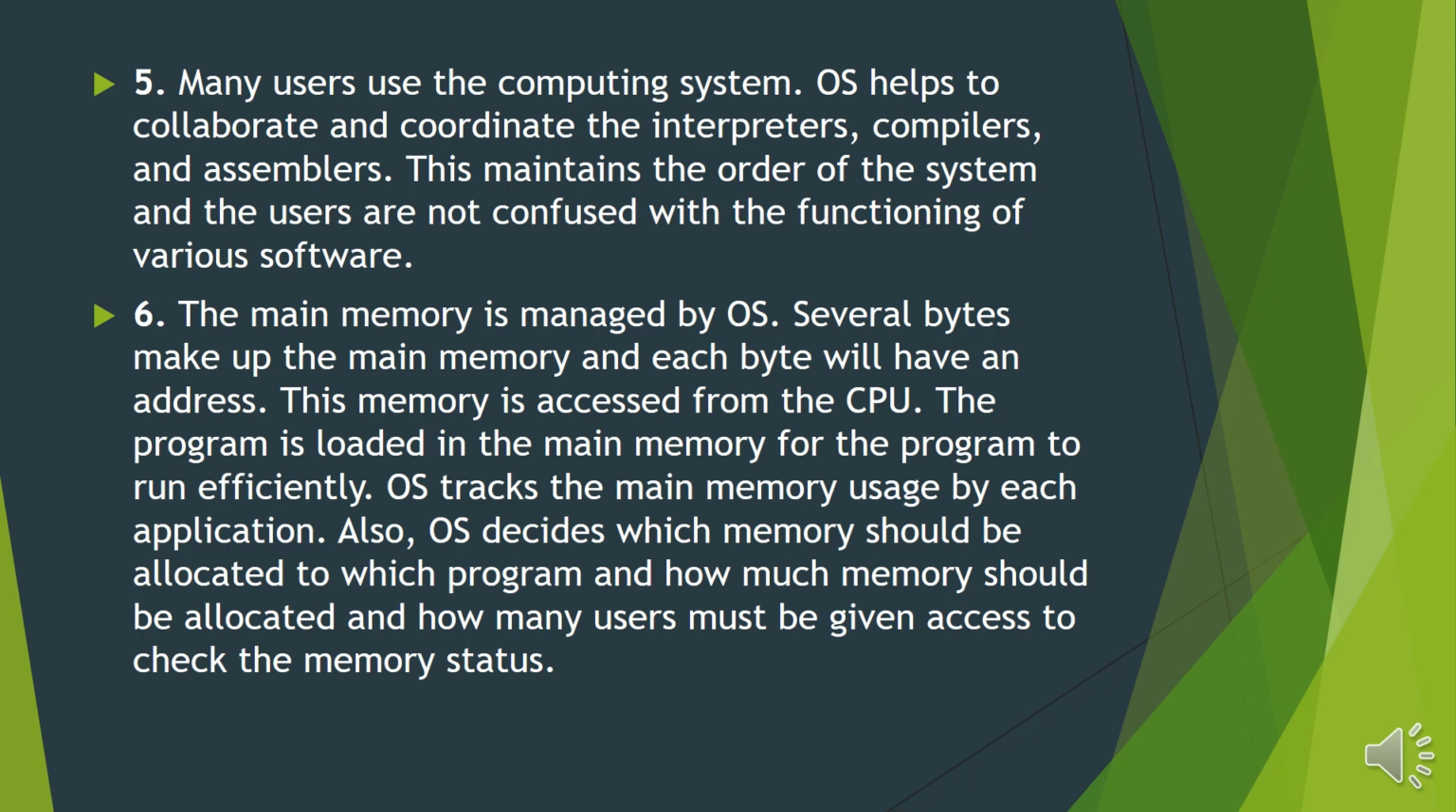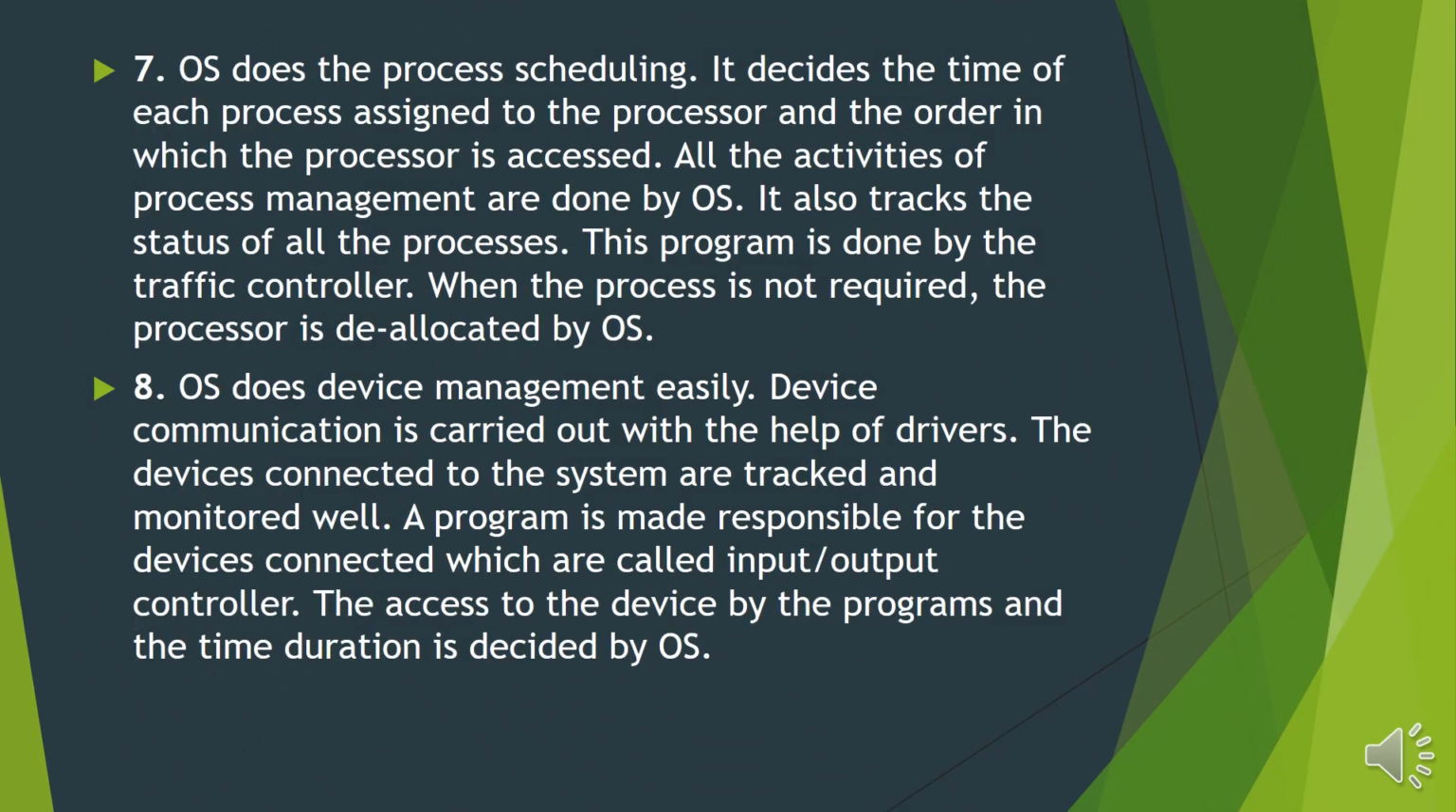Also, the operating system decides which memory should be allocated to which program and how much memory should be allocated, and how many users must be given access to check the memory status. The operating system does the process of scheduling. It decides the time of each process assigned, that is, the time of each work that you want to do.